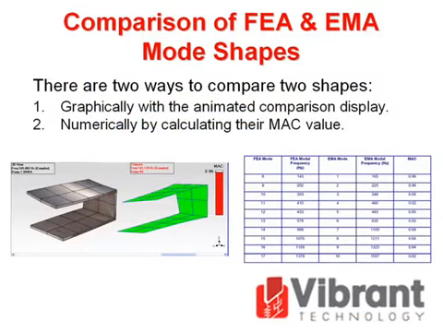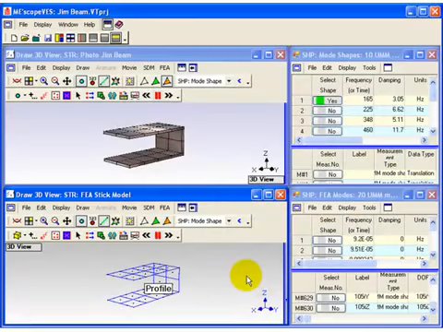There are 2 ways to compare 2 shapes: graphically with the animated comparison display, or numerically by calculating their MAC value. Both the graphical and MAC value comparison are done for a pair of shapes by executing the Animate Compare Shapes command. Before using this command, however, both the FEA and EMA mode shapes must animate correctly on their respective models. To animate the FEA mode shapes on the FEA Stick model, in the FEA Stick model window, choose FEA mode shapes in the Animation Source drop-down list on the toolbar.